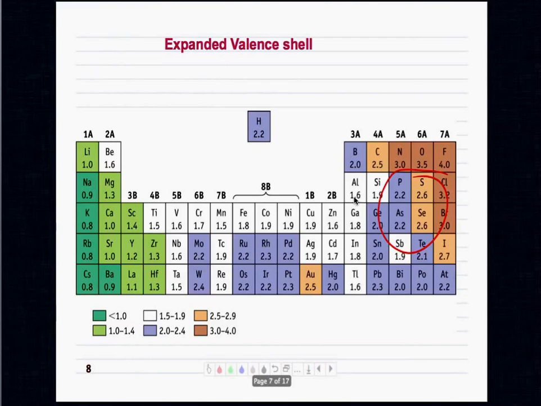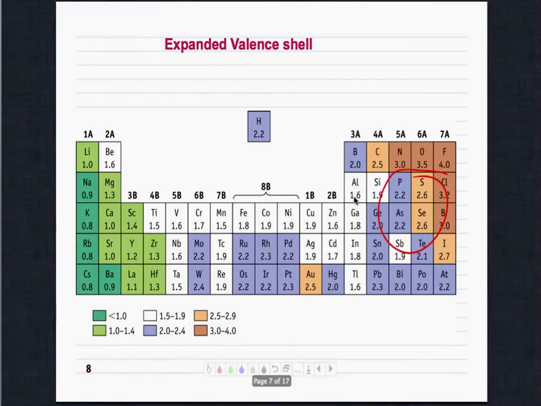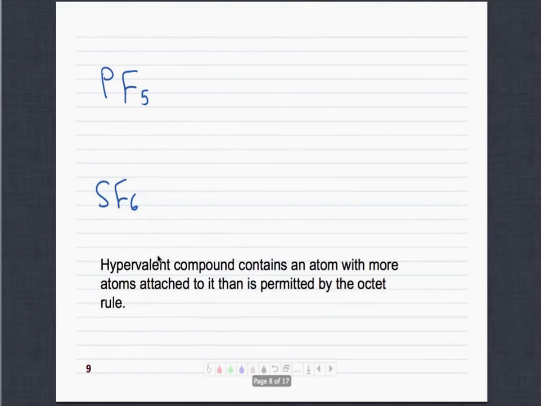Definitely, I'm going to show you examples. We call those compounds where the central atom has more than 4 bonds, 8 electrons, hypervalent compounds. They contain an atom with more atoms attached to it than is permitted by the octet rule. We call them hypervalent.